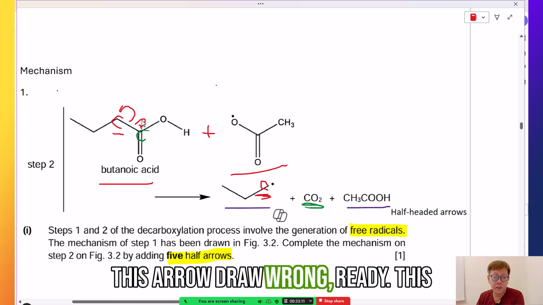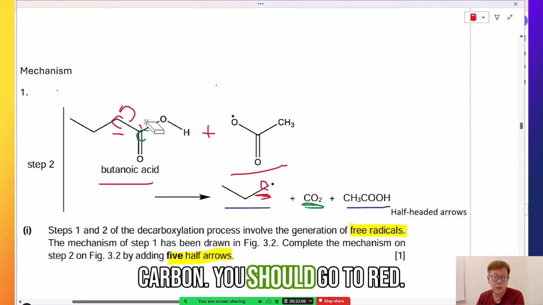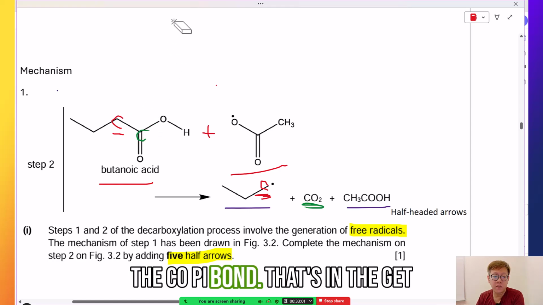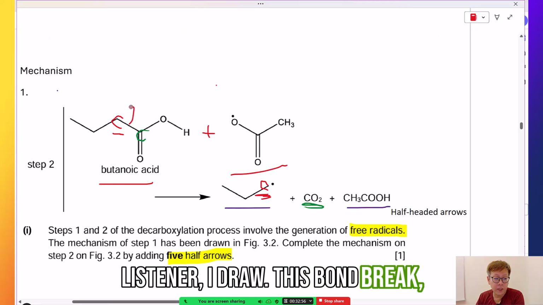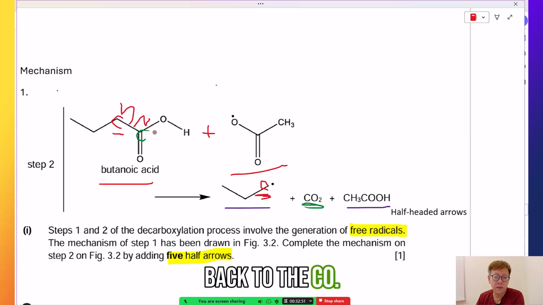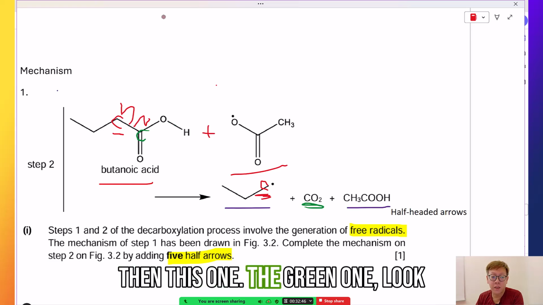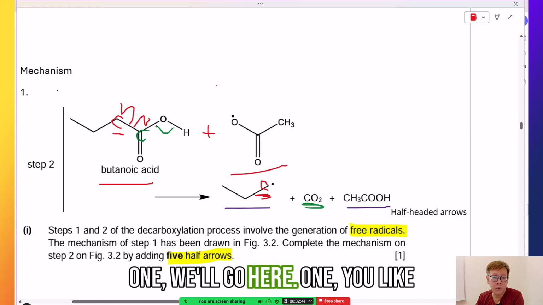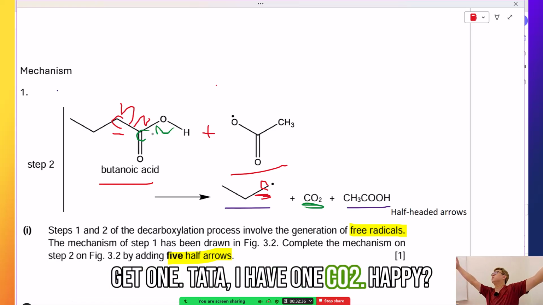So listen carefully, this arrow draw wrong already. This red color arrow shouldn't go to the green color carbon. It should go to the CO pi bond. Let me draw. This bond break, one go back to the C, this one go back to the CO. Then this one, the green one, will go here. One electron here, one electron, I have my CO2. Happy?